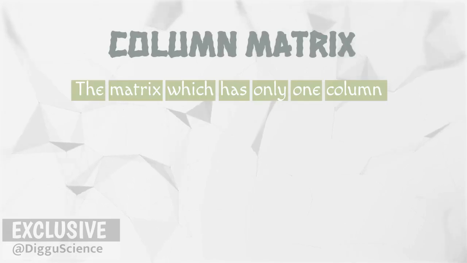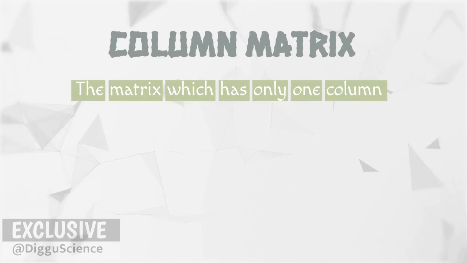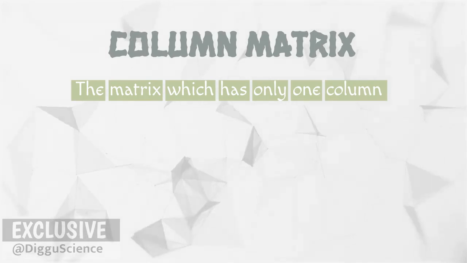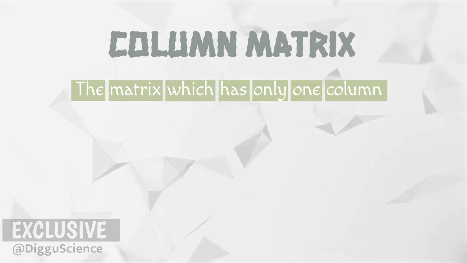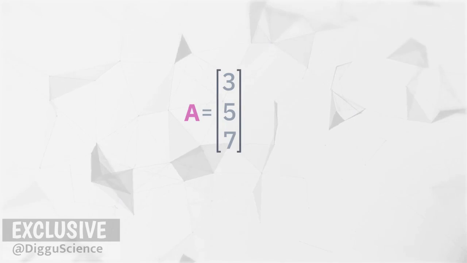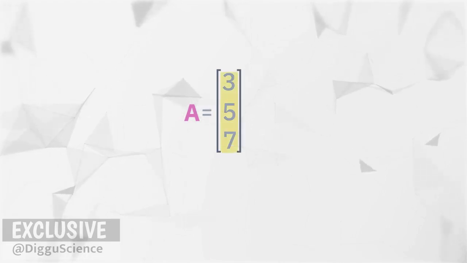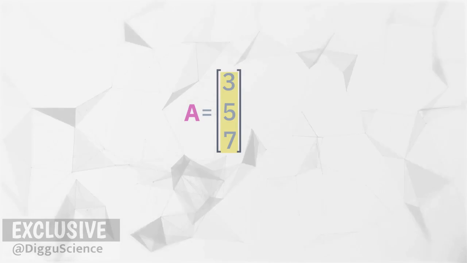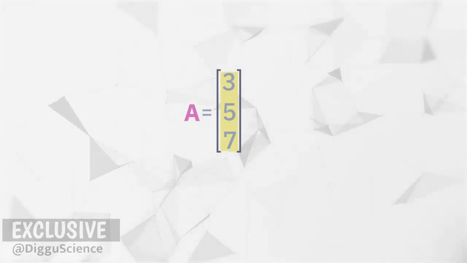A column matrix is similar to a row matrix, but with a few differences. The column matrix must have only one column to satisfy the criterion. For example, matrix A has 3 elements, namely 3, 5, and 7. These 3 matrix elements are arranged in one column. So, matrix A is a column matrix.